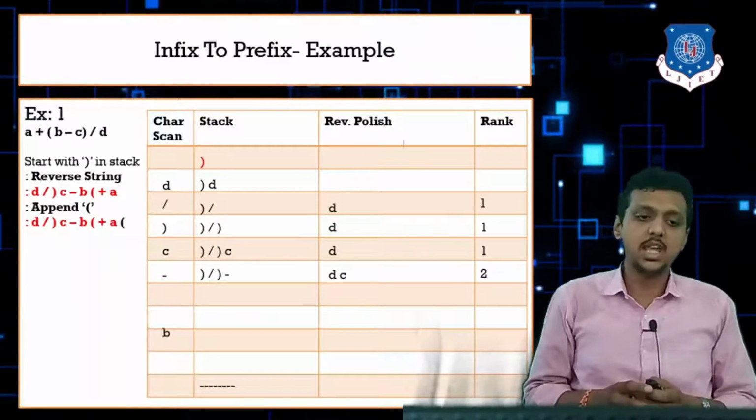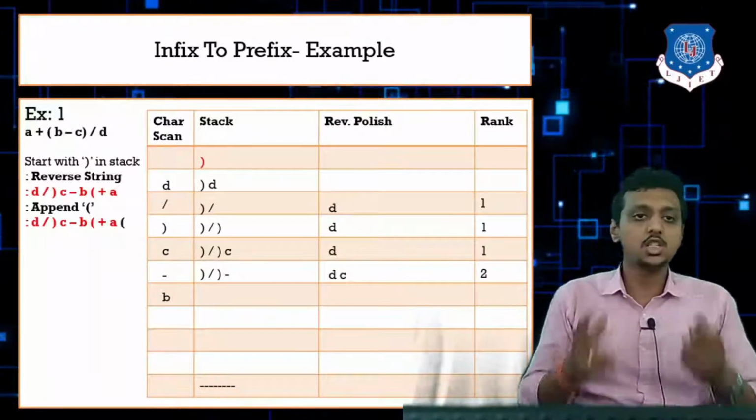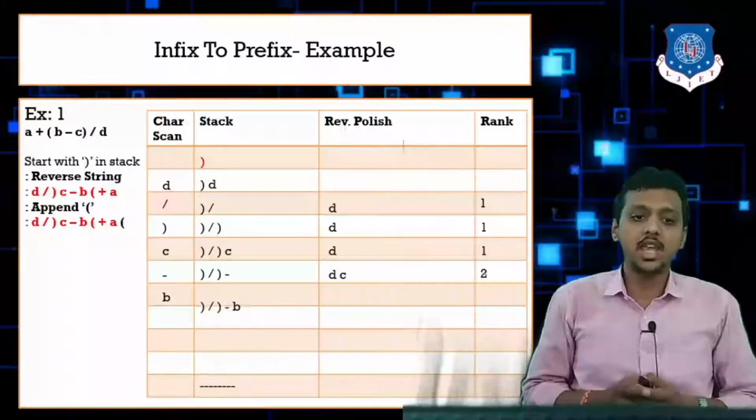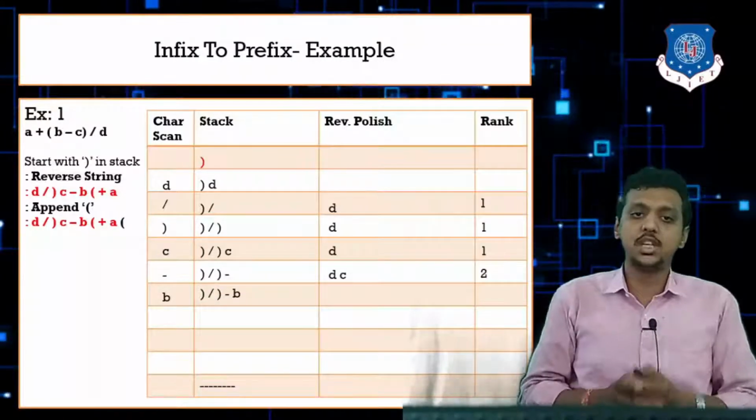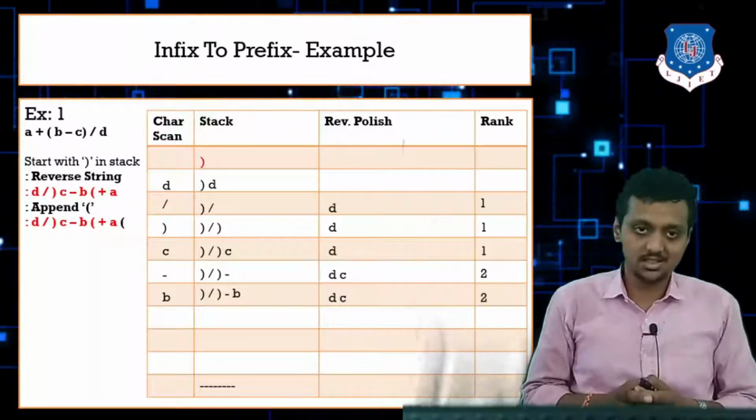Now, next we have B with us. We have a character, don't think much, just push it inside the stack. So here we have closing, division, closing, minus, B. The reverse polish and rank remain as they are.